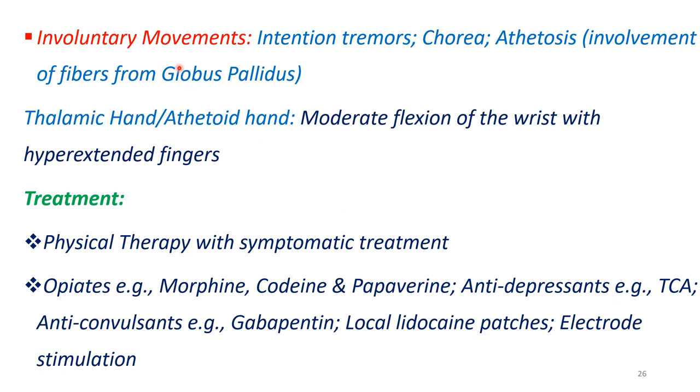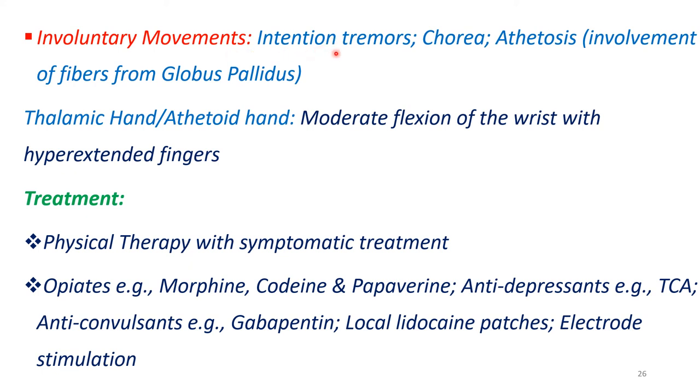Another very important feature of thalamic syndrome is involuntary movements. Now you have to keep one thing in consideration: when we are talking of different signs and symptoms, it is not a must that all of them will be present in a single patient of thalamic syndrome. Some of the signs and symptoms might be present and some might not. So another important one is involuntary movements. What are the different types of involuntary movements which you can encounter in a patient of thalamic syndrome?